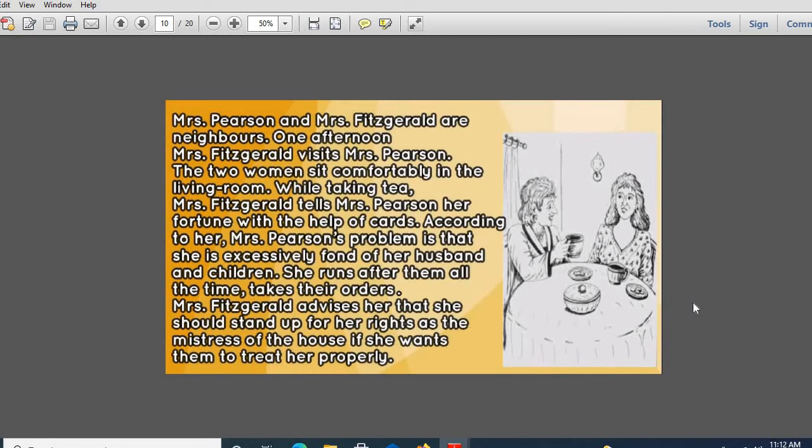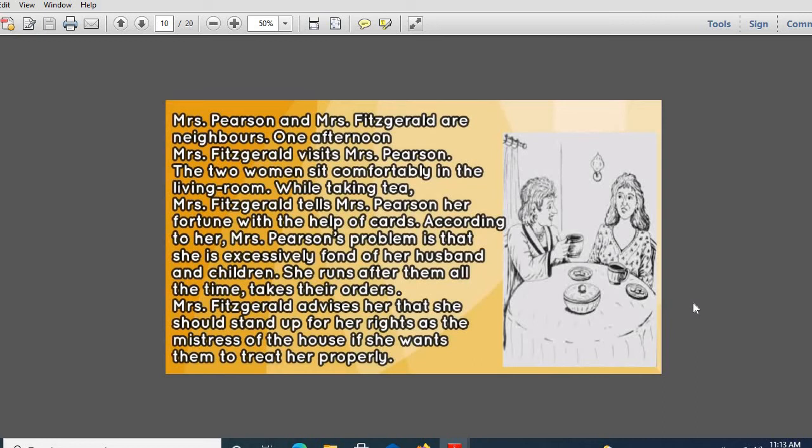But it doesn't mean that they will suppress, subjugate and exploit her because of her moral goodness, because of her being a very benevolent, kind-hearted and submissive lady. She was exploited by her family members. That is what Mrs. Fitzgerald is trying to say, that you have to raise your voice. You have to demand your claim: I am not the servant, I am the mistress of the house, I am the boss of the house.